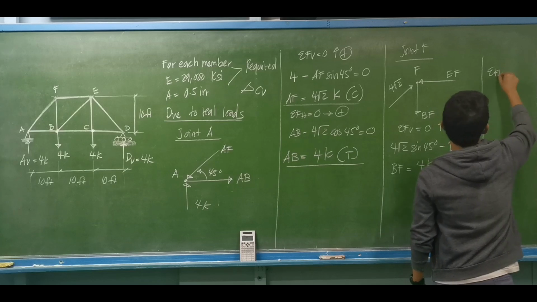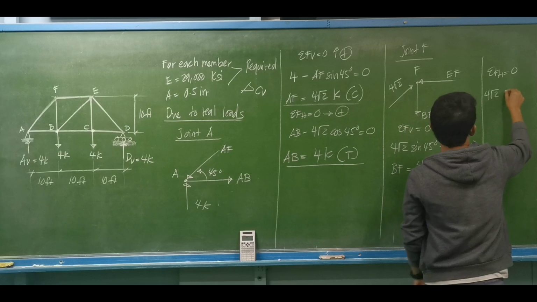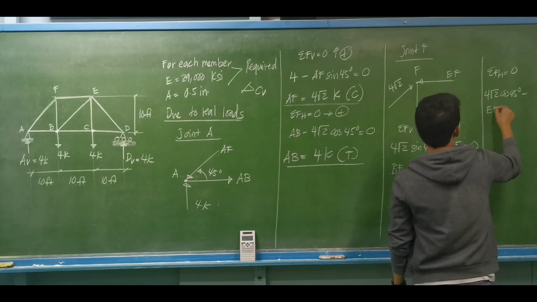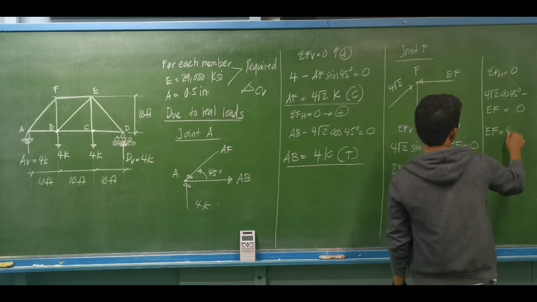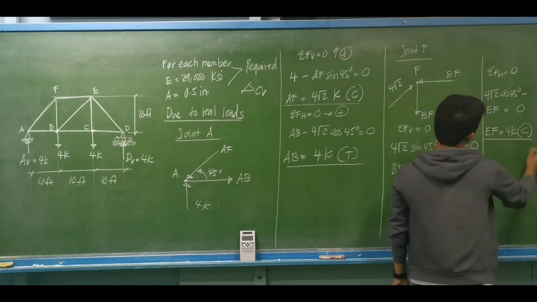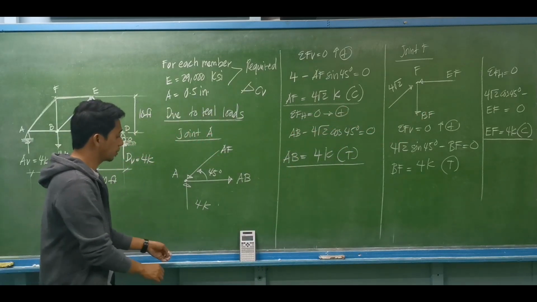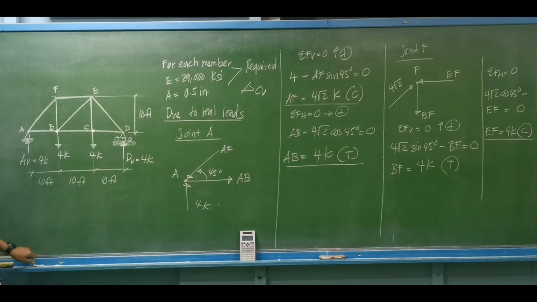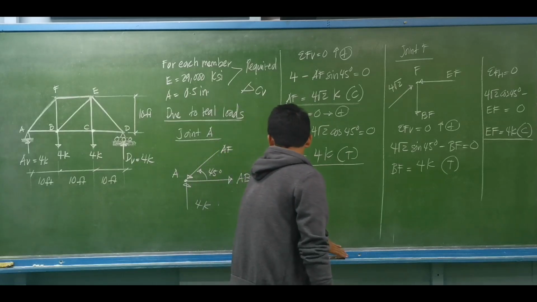forces horizontal equal to 0, that is the same as 4 square root of 2 cosine of 45 degrees, minus EF is equal to 0. So obviously EF is the same as 4 kips, and this is under compression. So usually top chords are under compression when we have this kind of loading. So we have now member BF and EF. Next member or next joint.